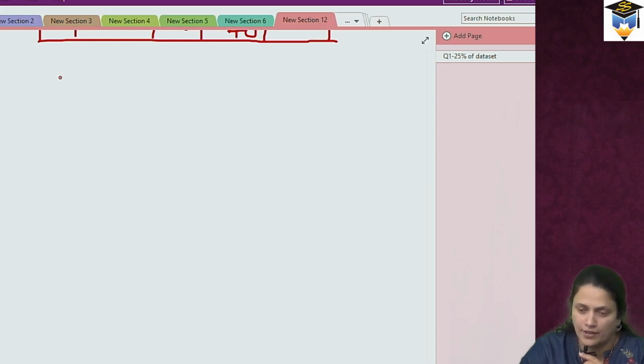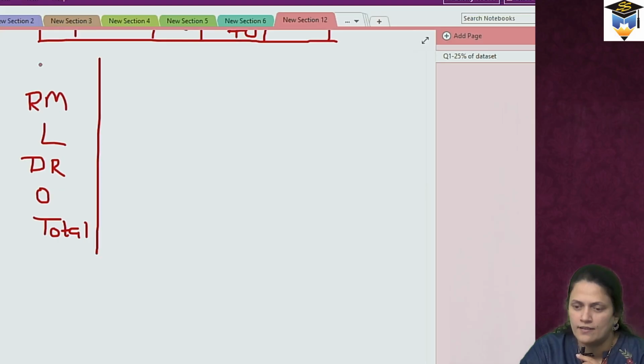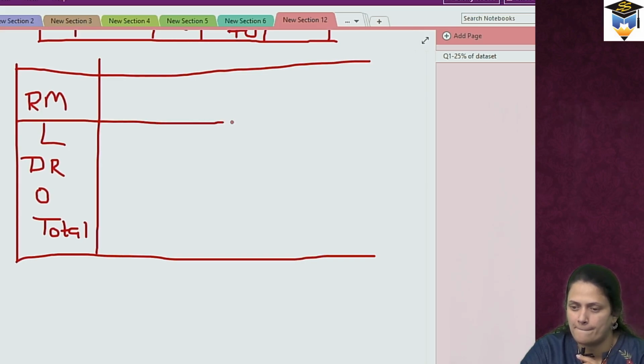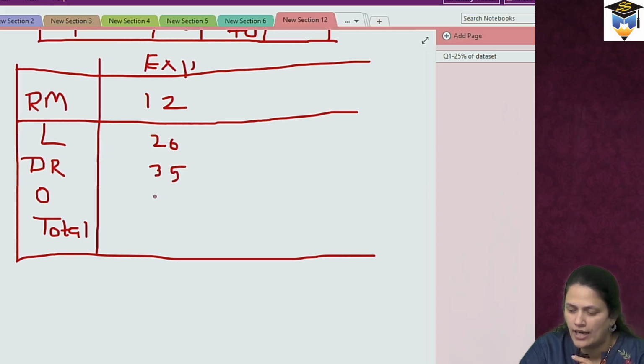So first form the table. Raw material, labor, direct production, others, and total. Then expenses. What are the expenses? Expenses given are 12, 20, 35, 23 and total. What is total? 90.